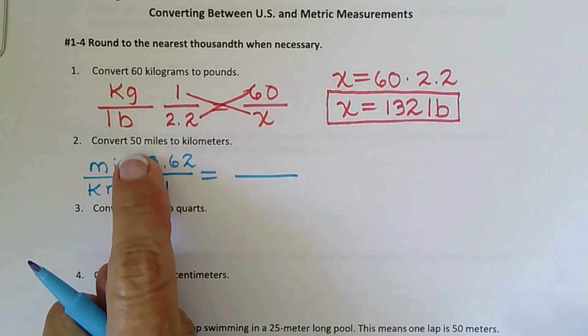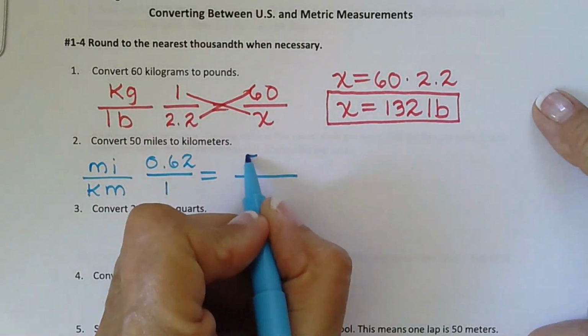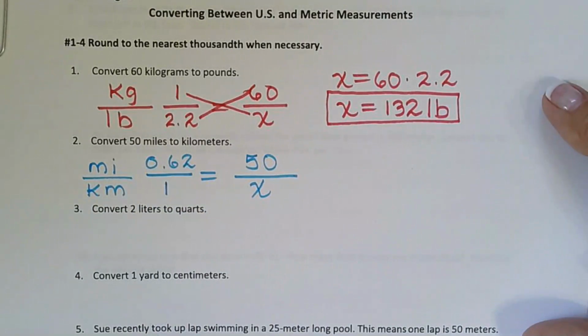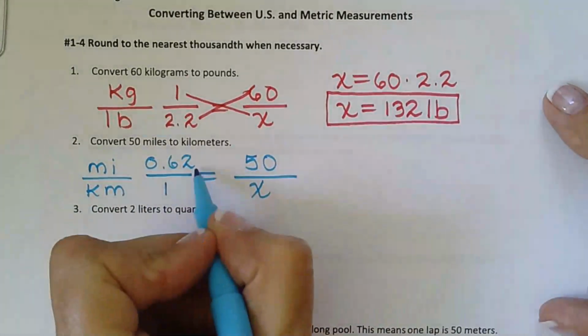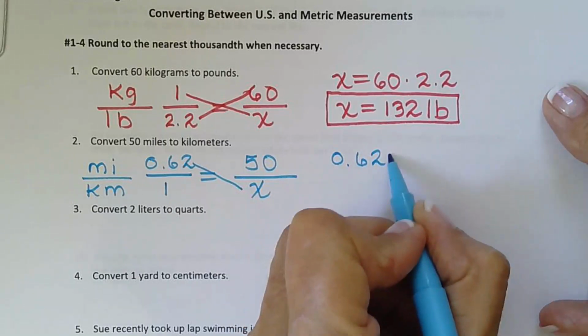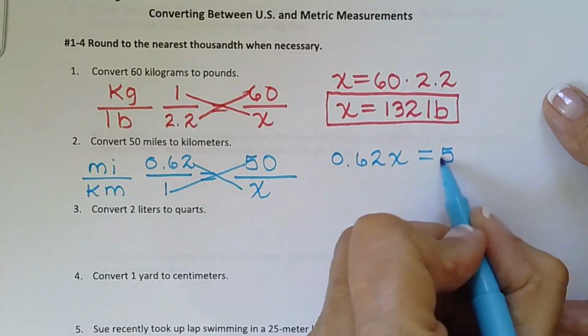And it says 50 miles. So the 50 goes up here. And we're trying to find kilometers. So we do our X. So this cross product would be 0.62x equals, and this cross product is 1 times 50, which is 50.